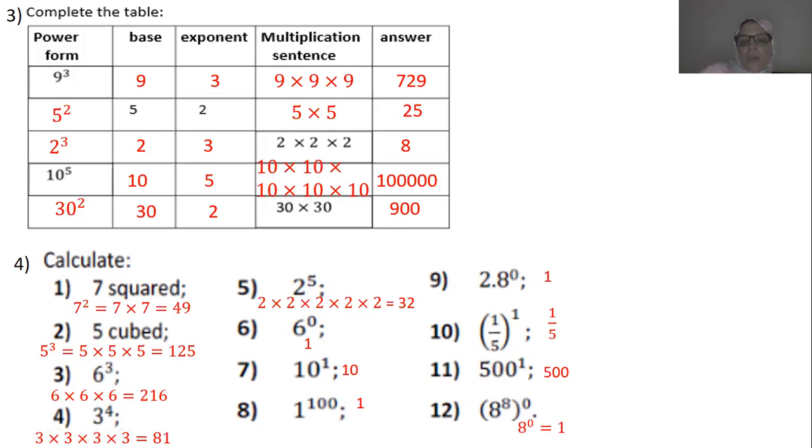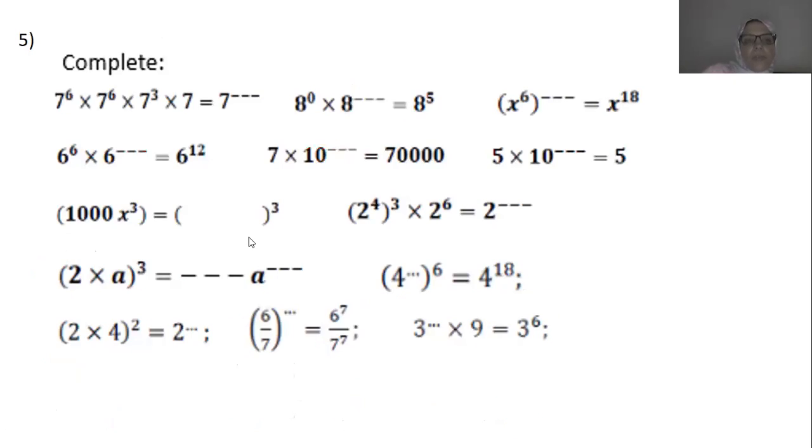It becomes 8 to the power 0, and the answer is 1. This was exercise number 4. Now we should complete the missing: 7 to the power 6 times 7 to the power 6 times 7 cubed times 7. Here we are multiplying the same base, so we keep the base 7 and we add all the exponents.